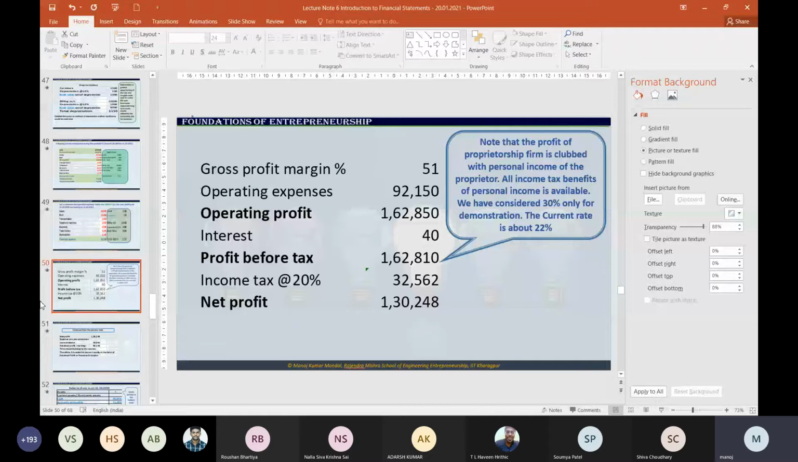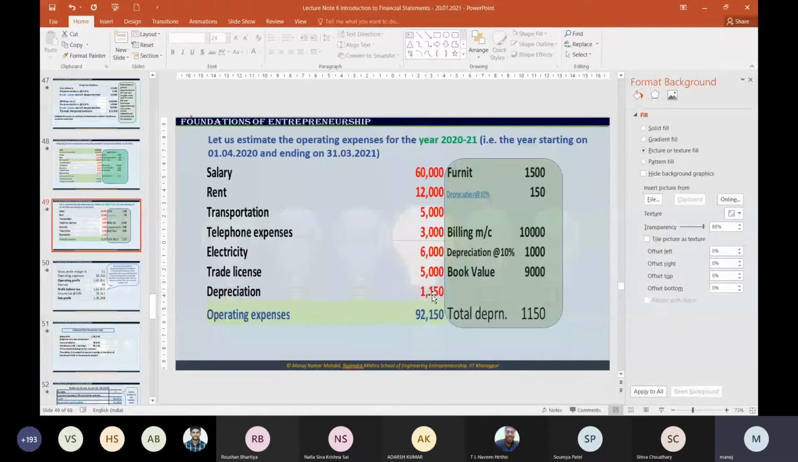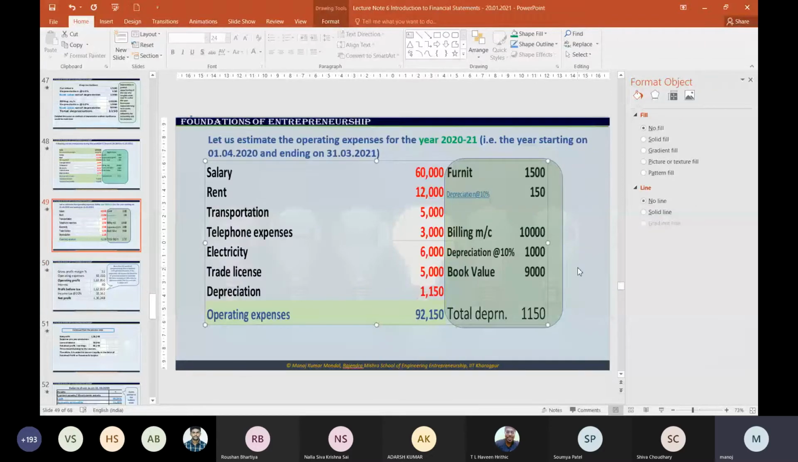All those are operating expenses. Add them up, including depreciation. Remember and notice carefully that depreciation and amortization is very much a part of your operating expenses. All of them together, it's 92,150. That is your operating expenses. This is to be deducted from gross profit to get operating profit.